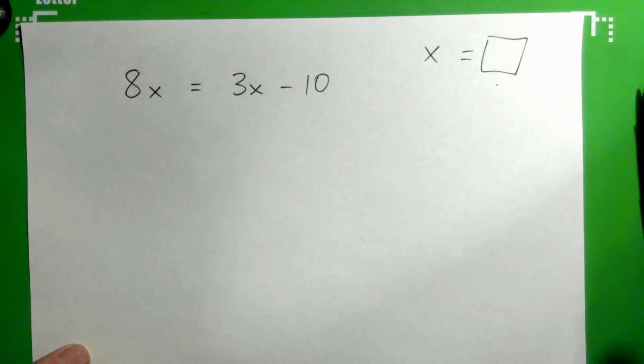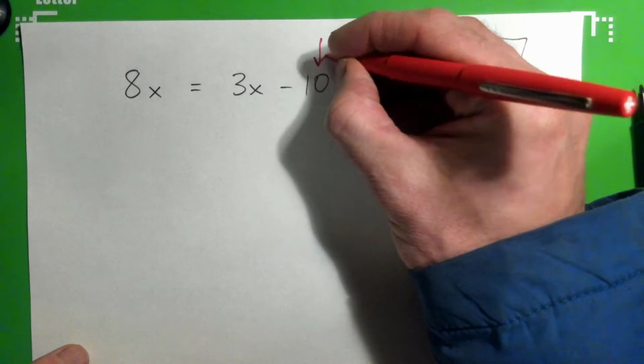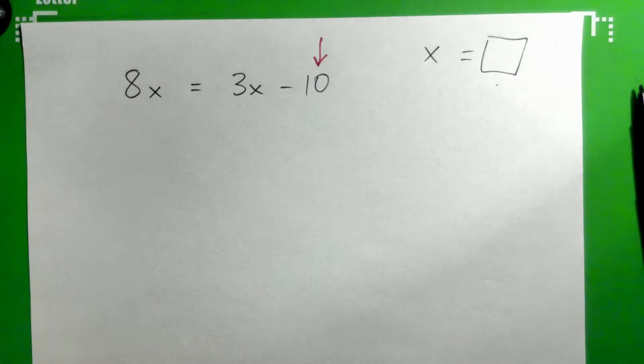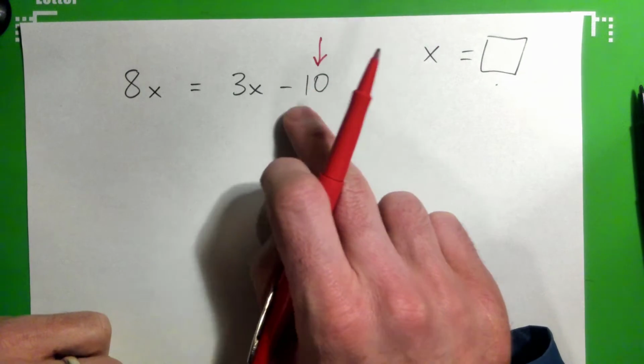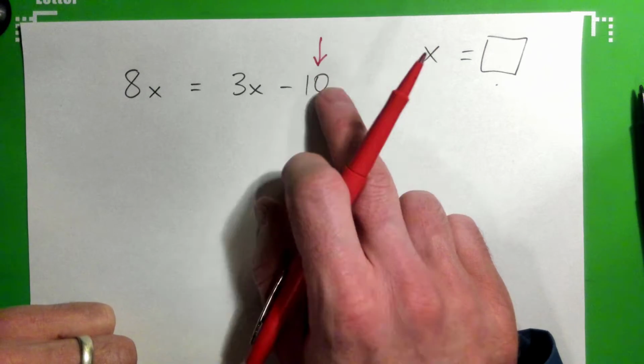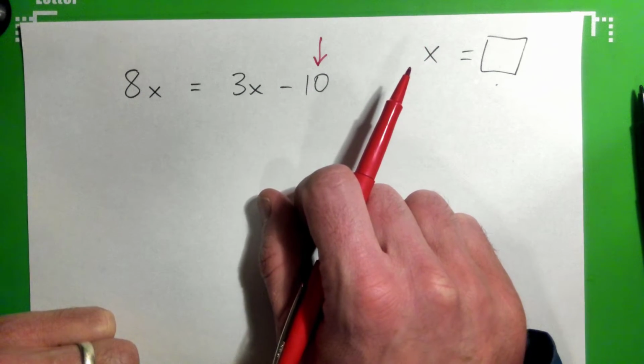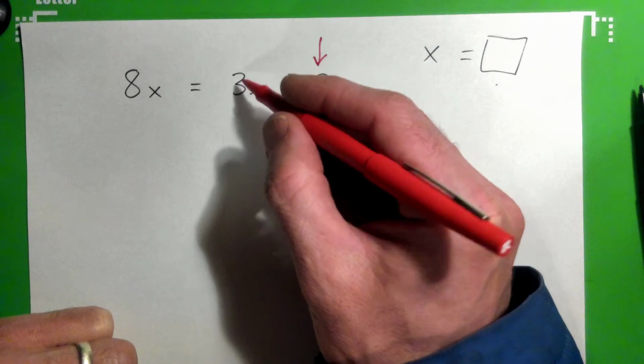So in other words, you might think, well, I want to isolate that negative 10. I want to leave that negative 10 on its own. So what is in the way? Why isn't the negative 10 on its own? Because what's beside it? The 3x. And how do you get rid of the 3x?